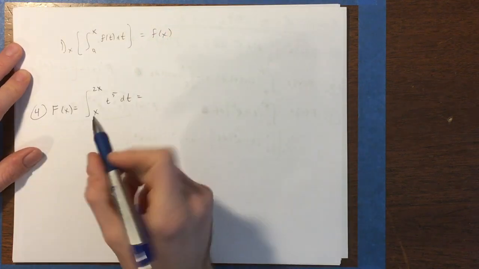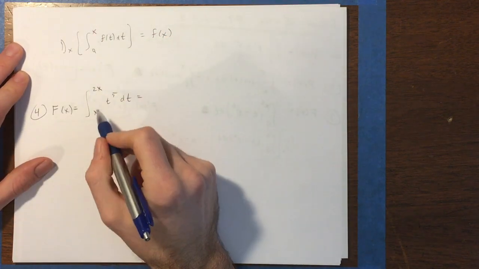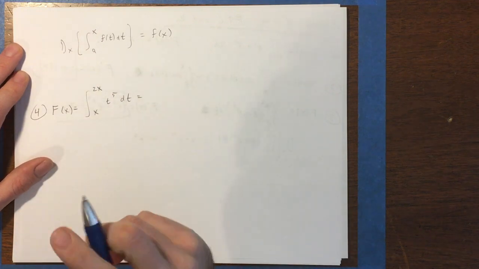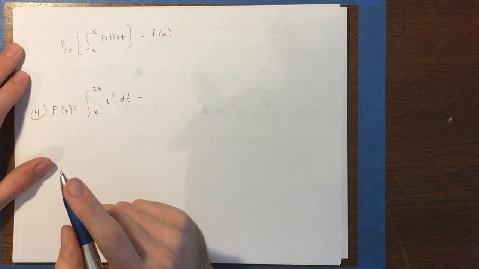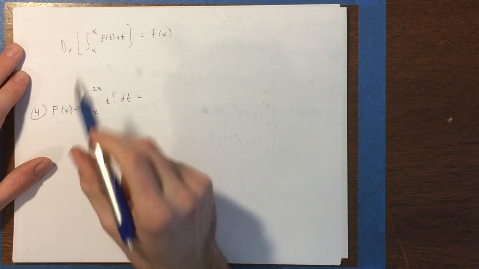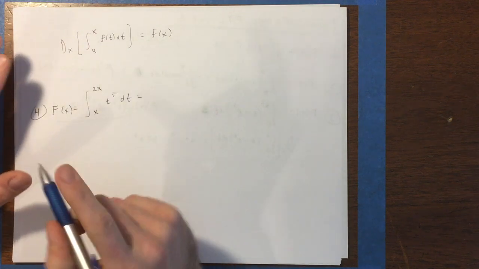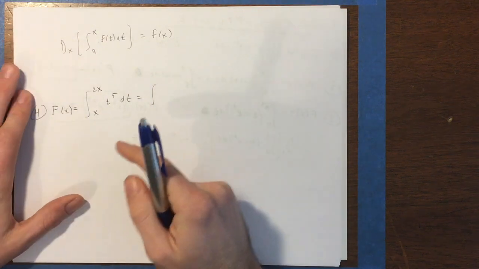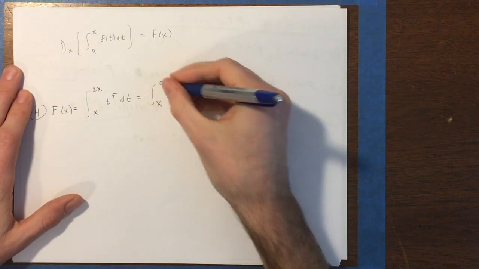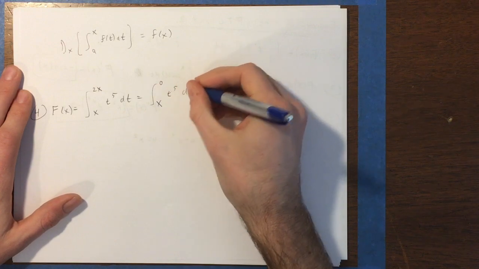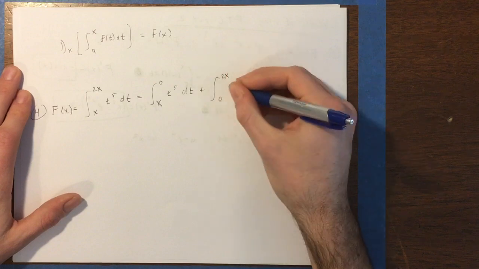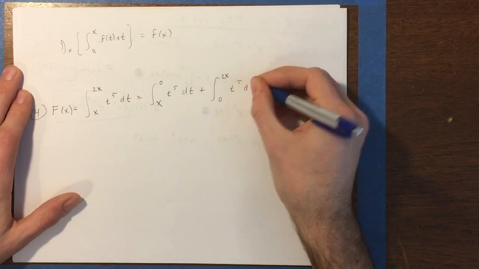This is different. Here, we have both the lower and the upper limit of integration are functions of x. Okay, that's going to be a bit of a problem because this will not apply right away. But what we can do is we can split this up into two integrals. We can go from x up to 0, t to the 5th dt, and then add the integral from 0 up to 2x, t to the 5th dt.